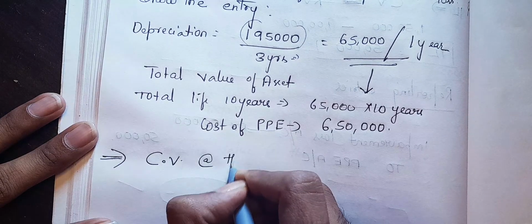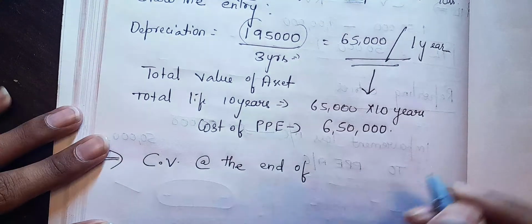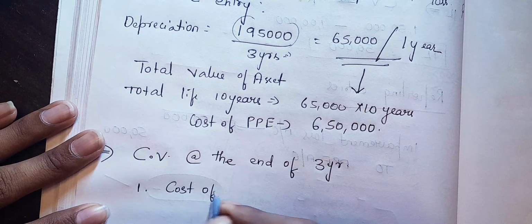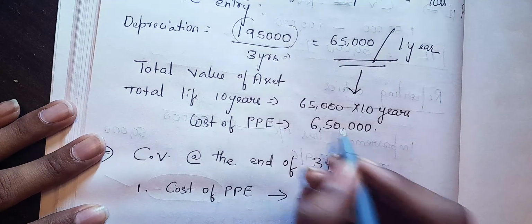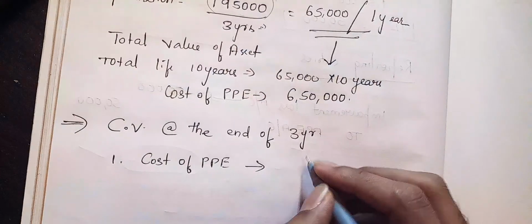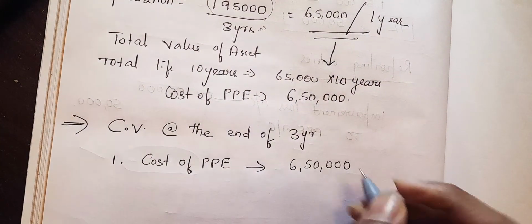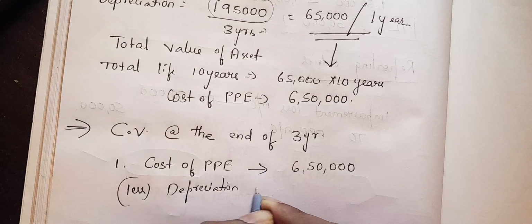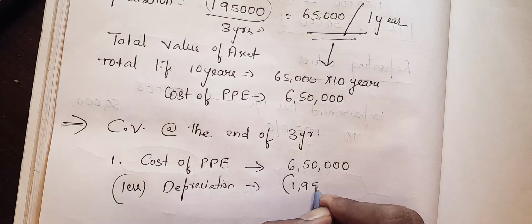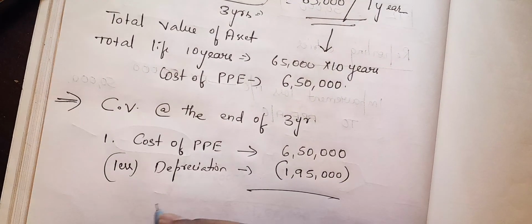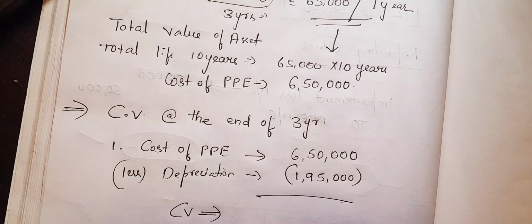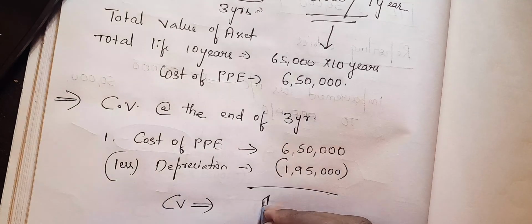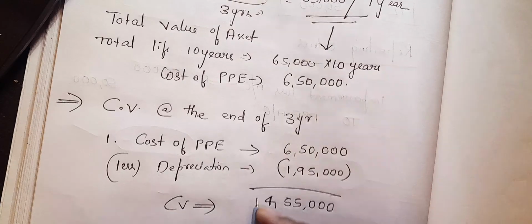So first you have to find out the carrying value. Carrying value at the end of third year. So first, cost of PPE. What is the cost of PPE? We have found out cost of PPE is 6,50,000. Cost of PPE 6,50,000 less. From this you have to deduct the value of depreciation. The value of depreciation they have given in the question directly for 3 years. It is 1,95,000. If you subtract both, you will get the carrying value. So 6,50,000 minus 1,95,000 will be 4,55,000. This is the carrying value.